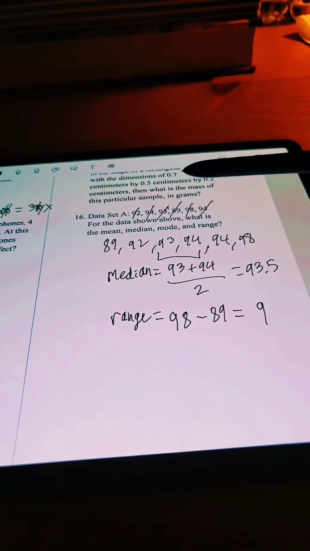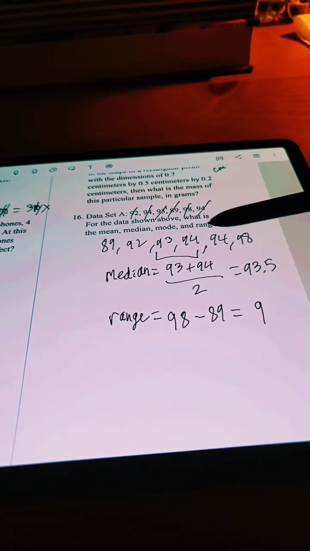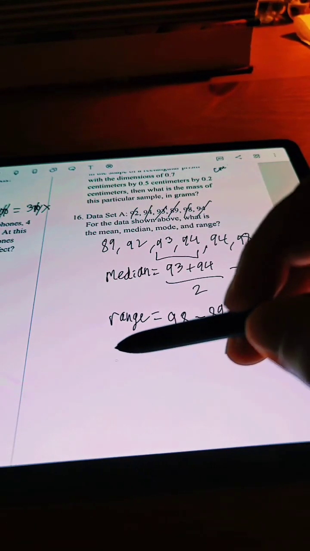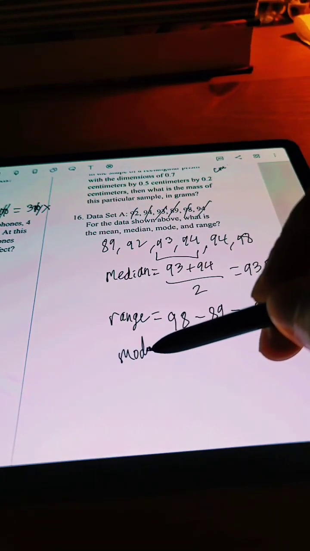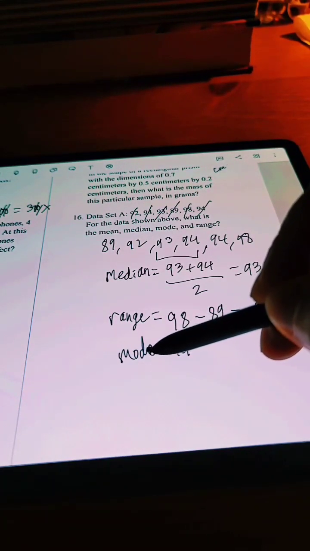So now let's look, mode is probably the next easiest one to do. Mode is the one that occurs most frequently in our list, so 94 would be our mode. Ooh, that's supposed to be an E for mode.